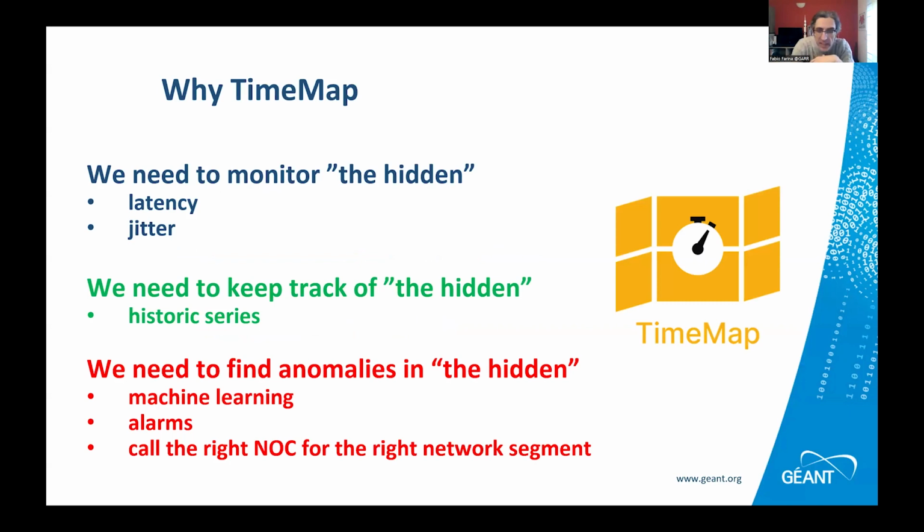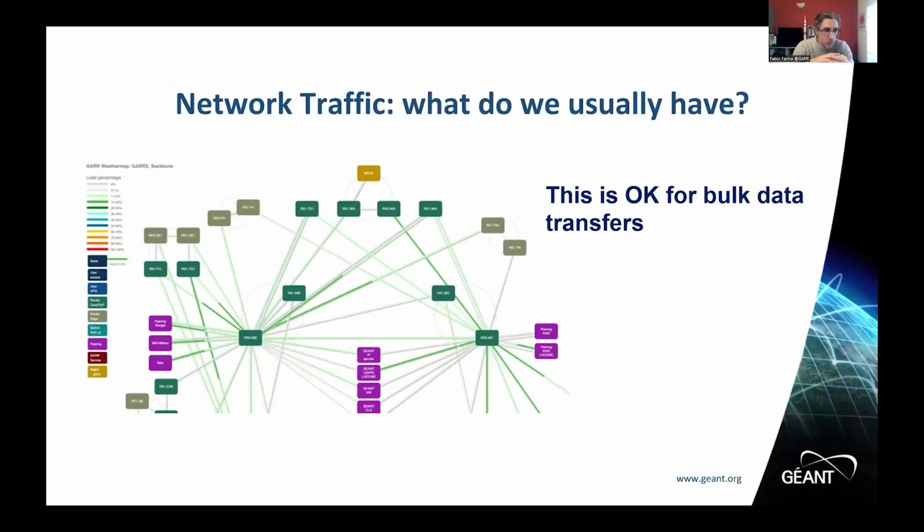So why TimeMap? TimeMap was born mainly to historicize and analyze latency and jitter measurement to support troubleshooting for very high bandwidth and real-time services. We needed this kind of a different weather map because we all know that traditional weather maps are more focused on bulk transfers and they are a way to understand how the overall capacity is consumed.